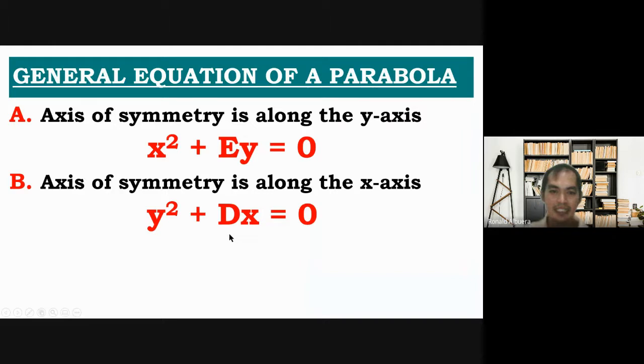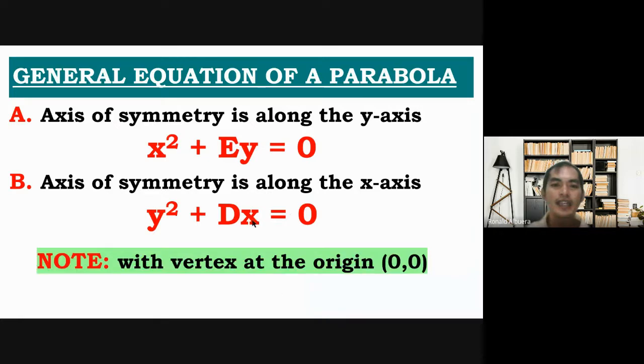Same here sa letter B. Pag nilipat itong dx to the other side, naging negative, to the left ang graph. Pag nilipat itong dx to the right side, at ang sign niya ay positive, it means to the right ang graph. It's easy to take note. Tama? Very good. Take note that this general equation is with the vertex at the origin, ha? Ang pinag-uusapan natin ay ang vertex ay nasa origin. Okay. I'll give you an example.